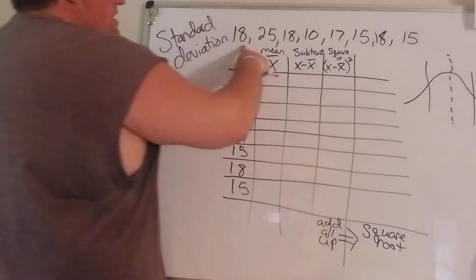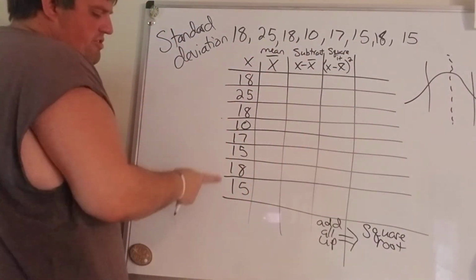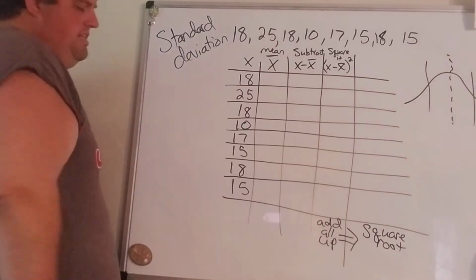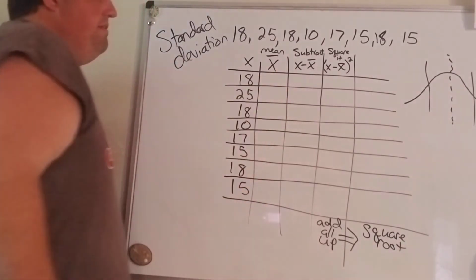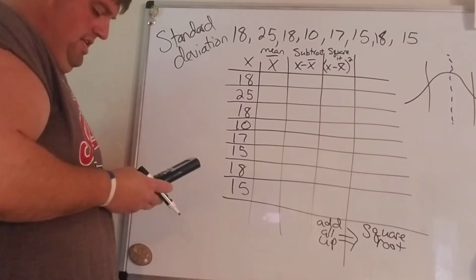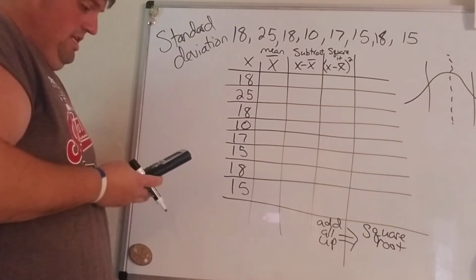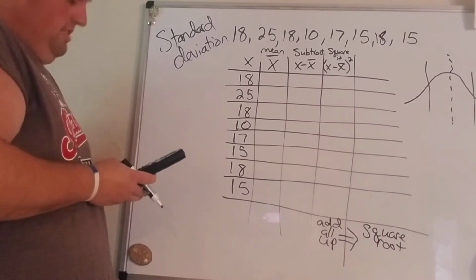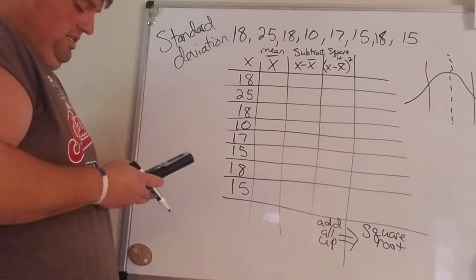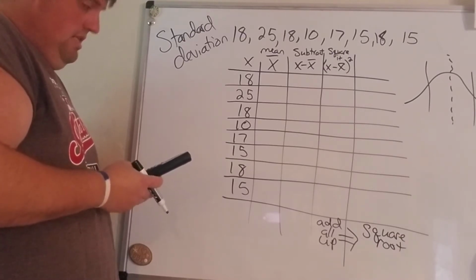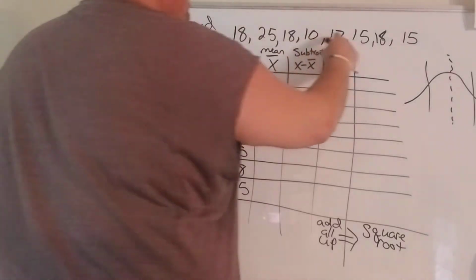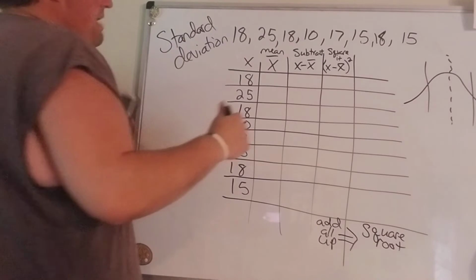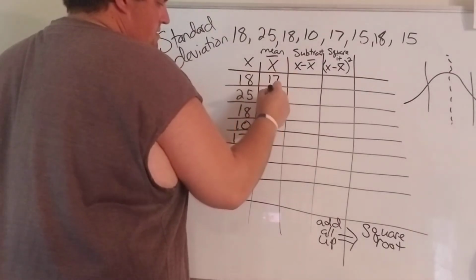Here's my data set, and I wrote it going down, which you'll see why. 1825, 1810, 1715, 1815. The next step is we want to find the mean. So to find the mean of this, we're just going to add all those up. 1825, 1810, 1715, 1815, and 1, 2, 3, 4, 5, 6, 7, 8. Divide it by 8, and I got my mean was 17. Right?